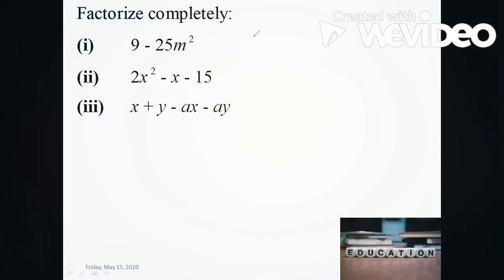All right, so number one, no, 9 is a square number, right? And 25 is also a square number. And this is a different sign, and this is n squared. So this first one is a difference of 2 squares. So we're going to write 9 as 3 squared. Subtract, we're going to write 25 as 5m, that's square. Let me write it properly.